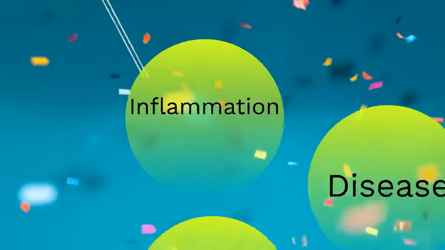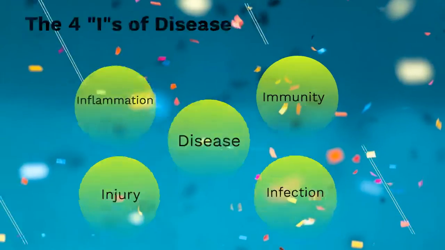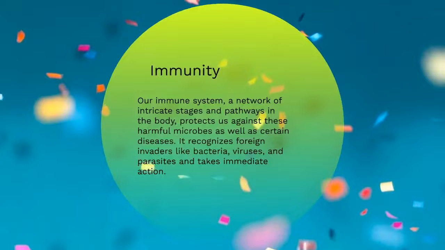Let's look at another one. Immunity. Our immune system is a network of intricate stages and pathways in the body, and it protects us against harmful microbes and diseases. It recognizes foreign invaders like bacteria, viruses, and parasites and takes immediate action. So if we have an intact immune system, that's a great thing.